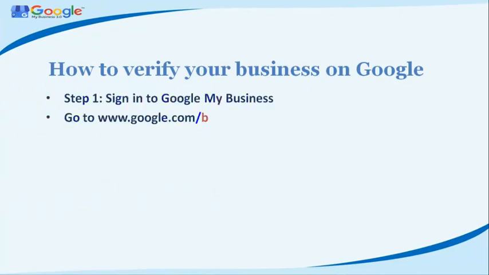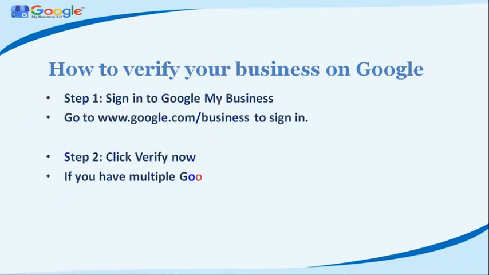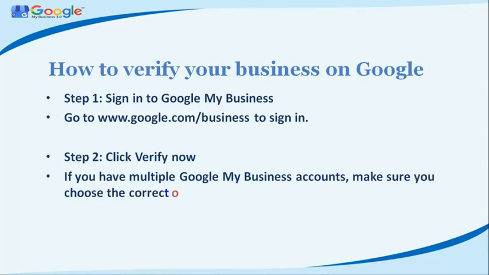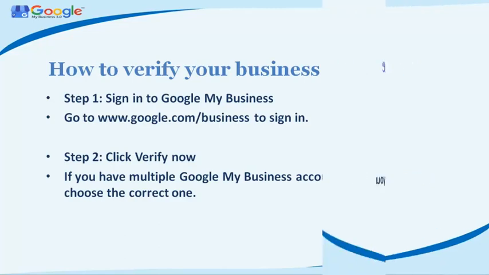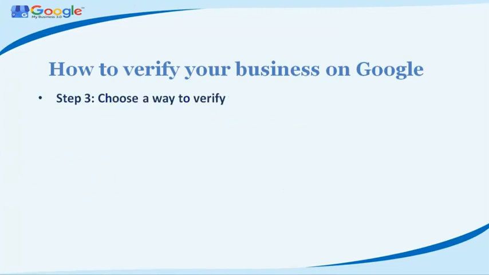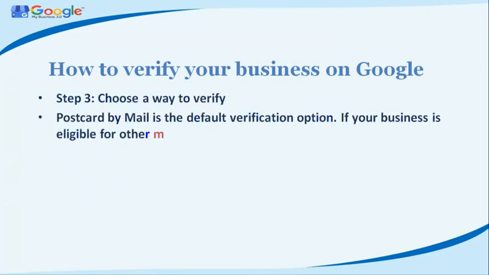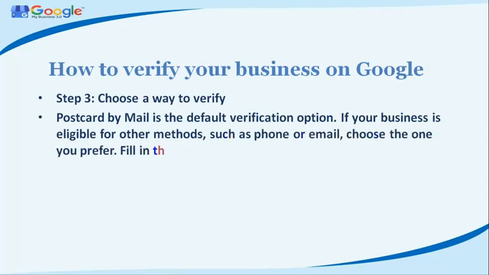Step 1. Sign in to Google My Business. Go to google.com/business to sign in. Step 2. Click Verify Now. If you have multiple Google My Business accounts, make sure you choose the correct one. Step 3. Choose a way to verify. Postcard by mail is the default verification option. If your business is eligible for other methods, such as phone or email, choose the one you prefer.